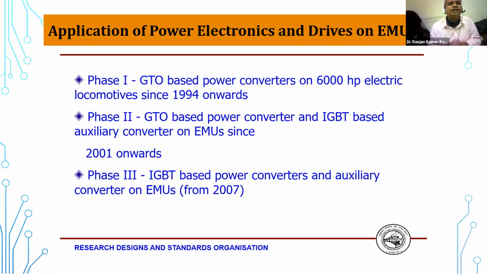For example, in Indian Railways, the first project was started in 1994, where GTO, gate turn-off thyristor based converters were designed, because it is a 6,000 HP electric locomotive. Then in phase two, the Government of India changed this, and I was working on one of its projects: a GTO based power converter and an IGBT based auxiliary converter.